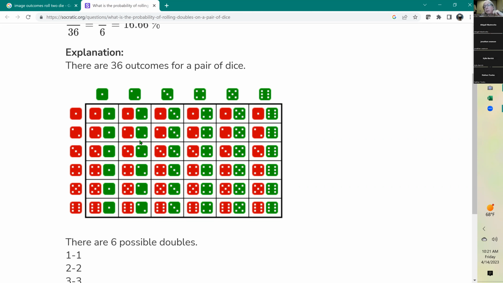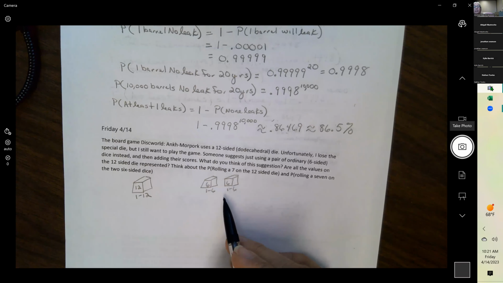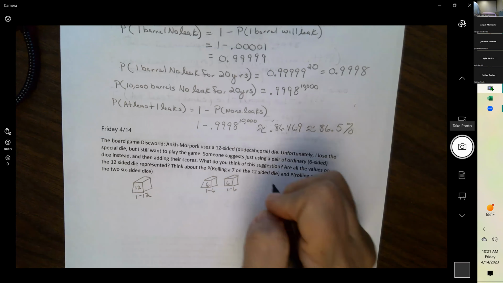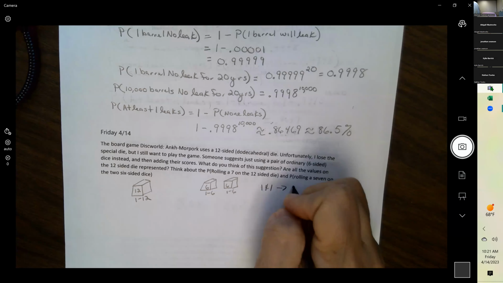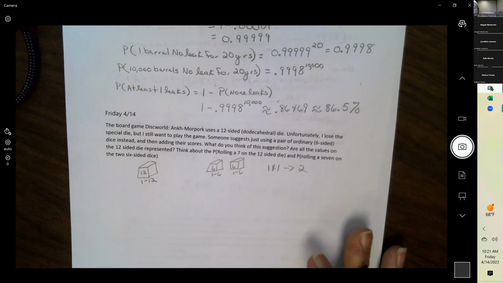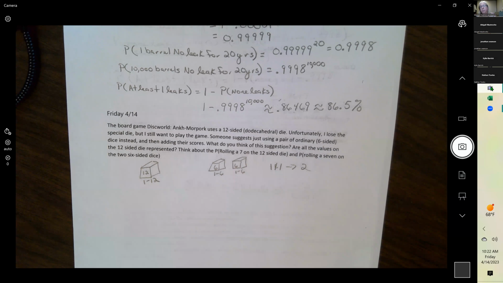So when you're rolling 2 of the die, the smallest we can get is a 2, because we can get a 1 on one and a 1 on another, which adds to 2. So we'll never get a 1. So that's one problem with the die.